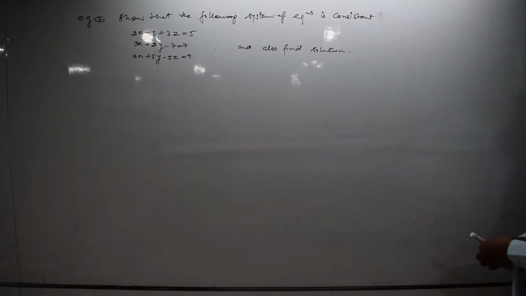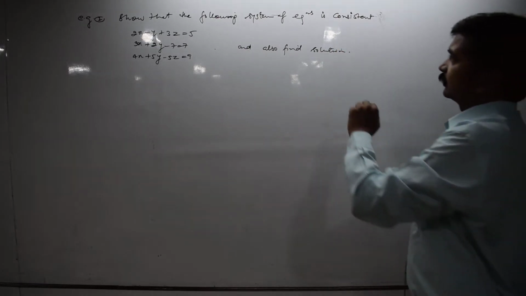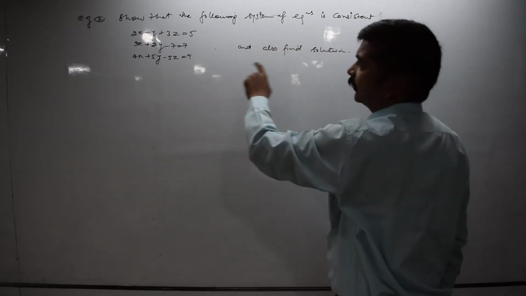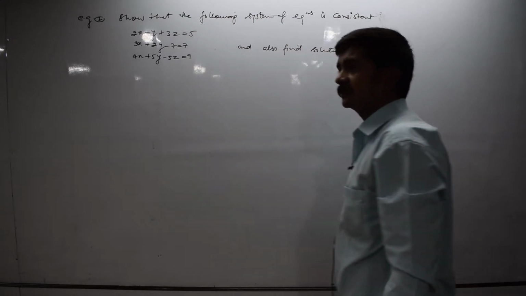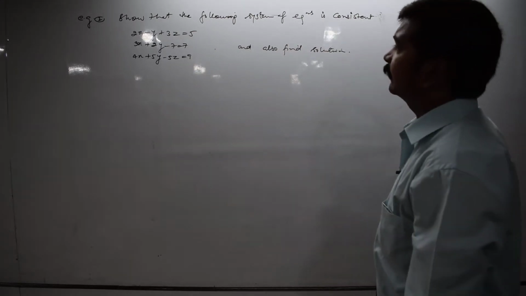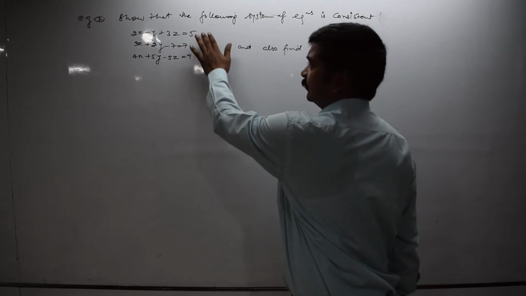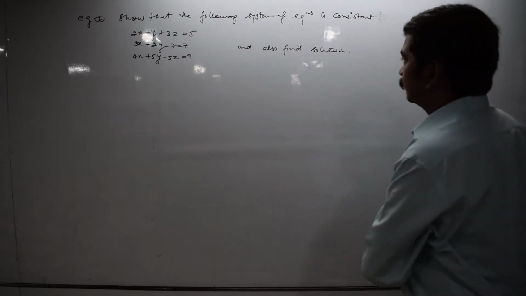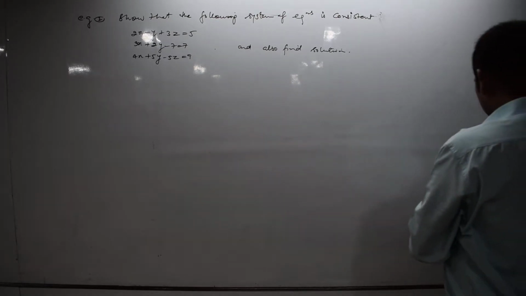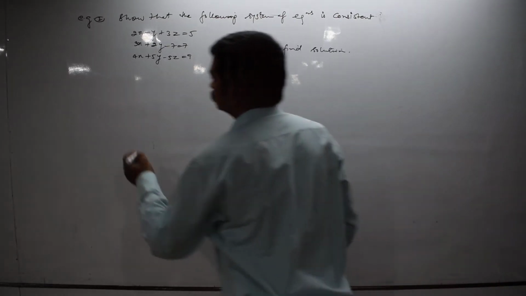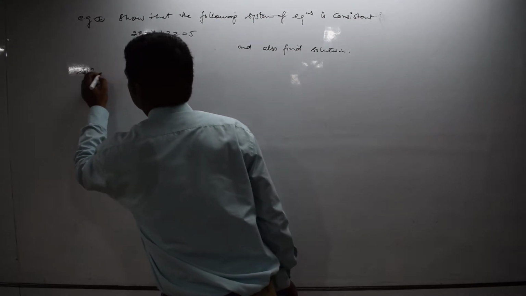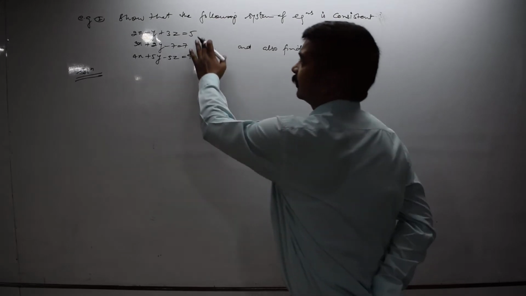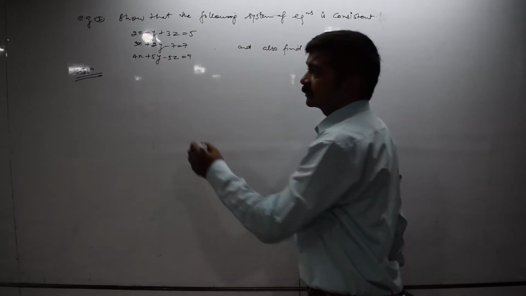So there are two parts to the question. First, we identify whether this system of equations is consistent or not. After that, if these equations are consistent, then we find the solution of the equations. For this, we first write the matrix form of the given equations.